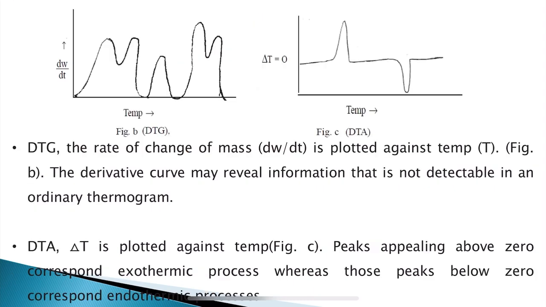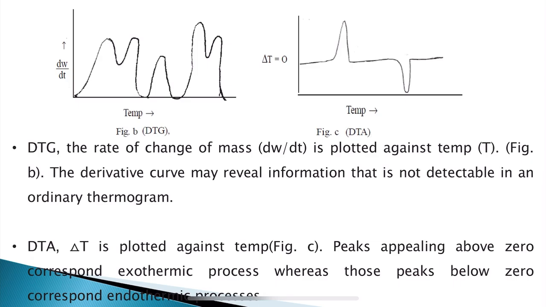Whereas the derivative thermogravimetric analysis is figure B. Figure B is the representation of derivative thermogravimetric analysis. Here the rate of change of mass, that is dW divided by dt, is plotted against temperature. So this is temperature and the rate of change of mass. Here not only the mass is measured, but the rate of change of mass is measured. Where do we use derivative thermogravimetry?